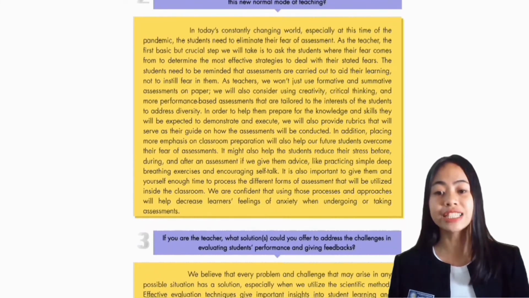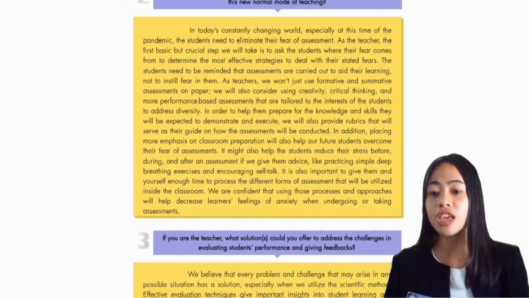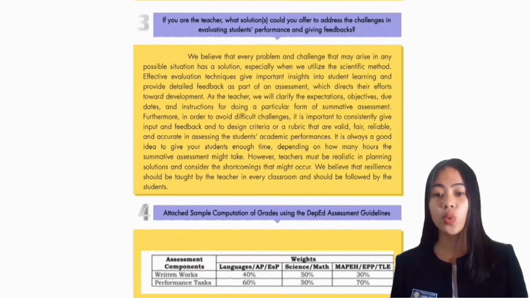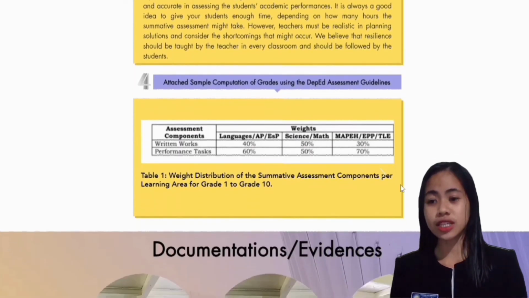So as teachers, we won't just use formative and summative assessments on paper. We will also consider using their creativity, their critical thinking, and more performance-based assessments. For our third question, as a teacher, we will clarify the expectations, objectives, due dates, and instructions for doing a particular form of assessment.